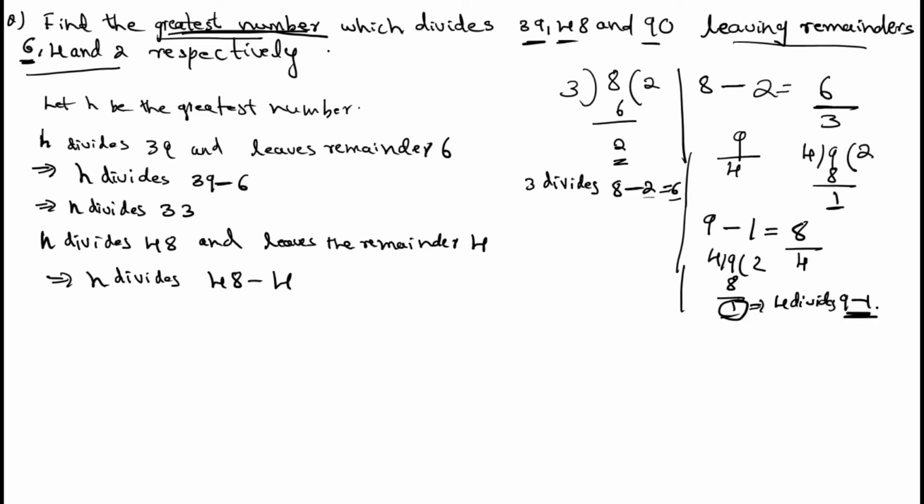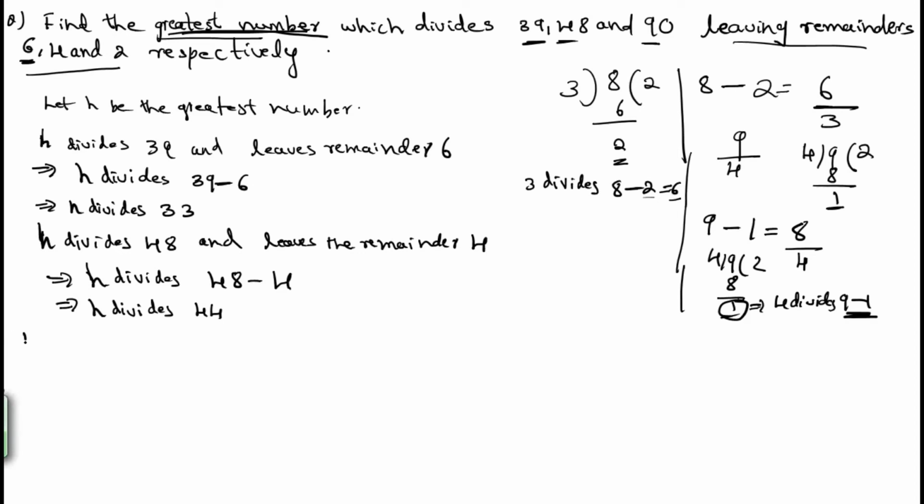Dividend minus remainder. Similarly, h divides 48 and leaves remainder 4. You can write it as h divides 48 minus 4. This implies h divides 44.